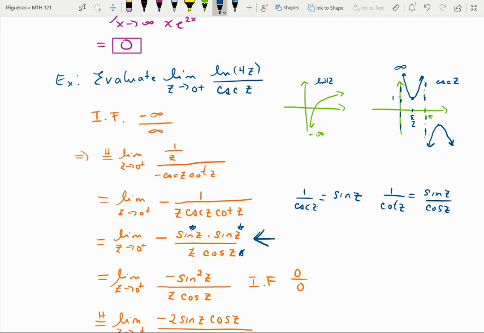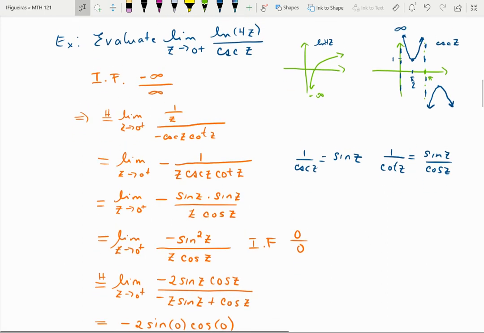So now I move on to the next line. I have negative z squared over z cosine of z, and we're taking that limit as z approaches 0 from the right. But again, I can't apply direct substitution. If you did, you would find that it is still in an indeterminate form of 0 over 0. So therefore, I can apply L'Hopital's rule again, which I do right here.